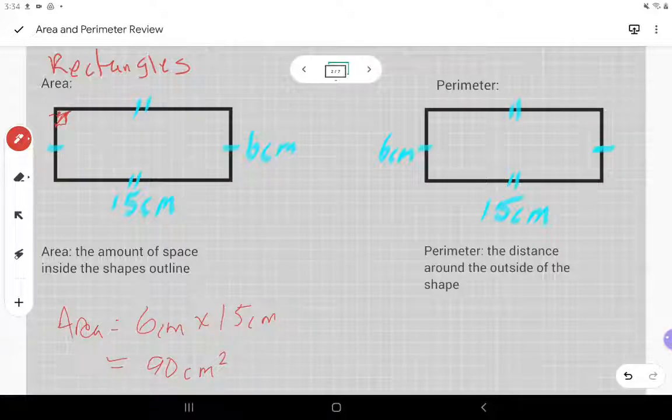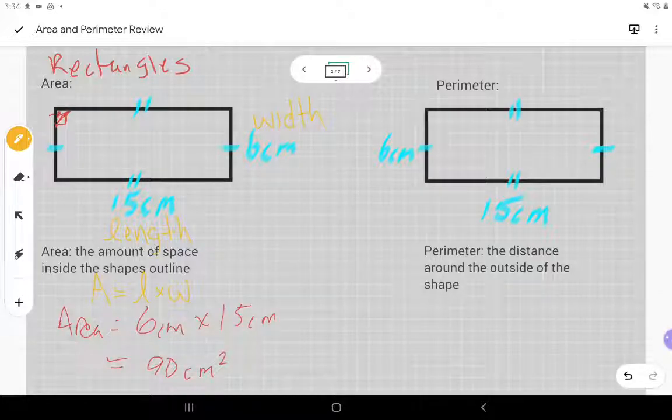Now, with our rectangles, we do often refer to this 15, we call this measurement the length, and the 6, this is what we would refer to as the width. So you will often see the formula for the area of a rectangle being the length times the width.